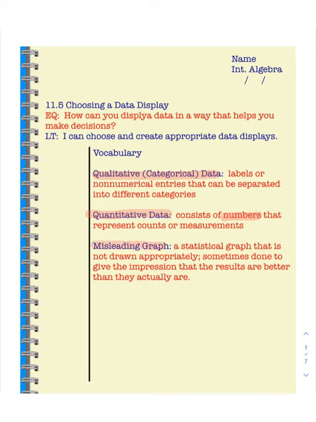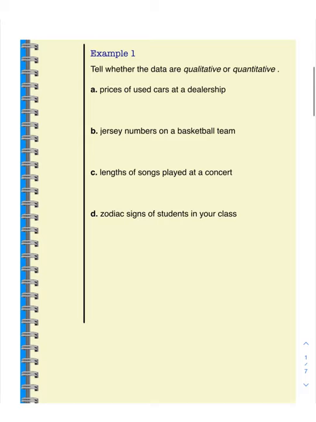Lastly, a misleading graph is a statistical graph that is not drawn appropriately. Sometimes it's done to give the impression that the results are better than they actually are, or worse than they actually are, but either way, it's misleading because it leads to not accurate results. It's not drawn appropriately.